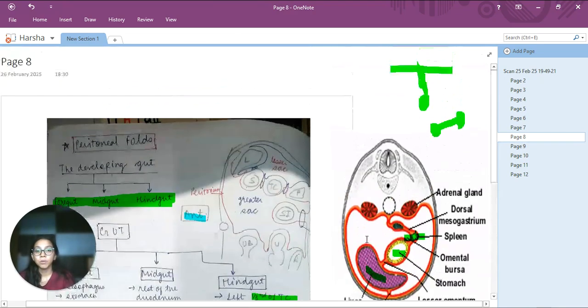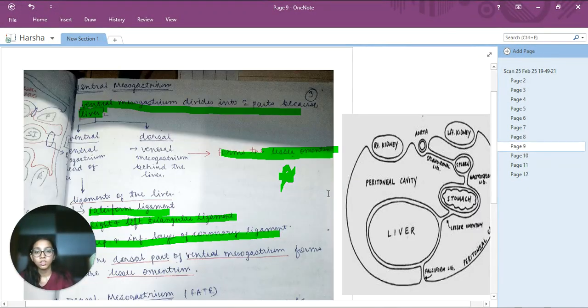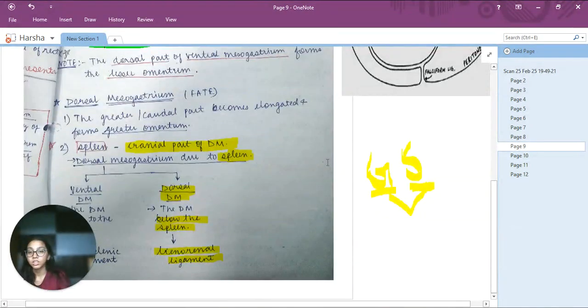Important points to remember over here is that the dorsal ventral mesogastrium forms the lesser omentum, and the ventral dorsal mesogastrium forms the gastrosplenic ligament, and dorsal mesogastrium forms the lienorenal ligament.